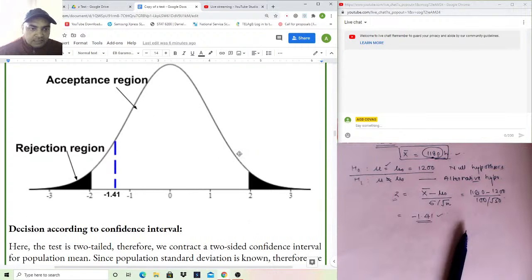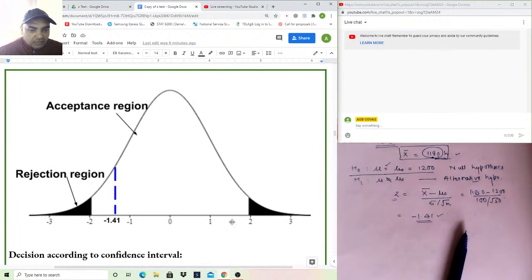So let us see. This is our normal distribution. The rejection region is below minus 1.96 and above 1.96, and your value minus 1.41 resides in this acceptance region. So we can say that the claim of the company can hold true.